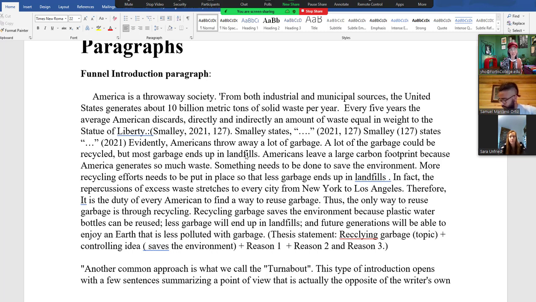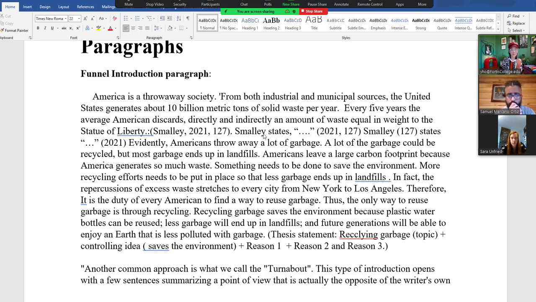So when we write something before the thesis statement, we're building up to the thesis statement. We're giving your thesis statement context. And so that's why the 3 parts of your introduction so far are a hook, 5 background sentences, and the thesis statement. So that is a funnel introduction paragraph. That's all I've taught you so far.